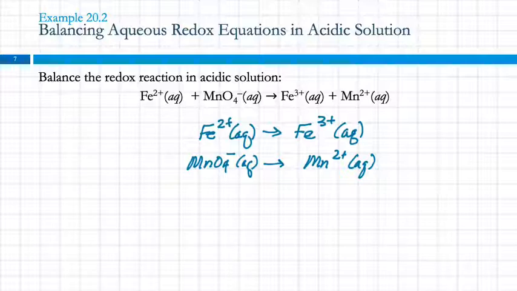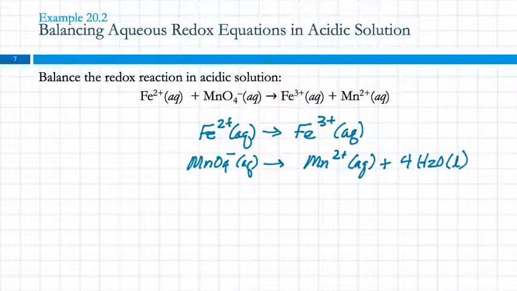Now, there isn't any hydrogen to mess around with, but I have oxygens. How do I balance the oxygen? I have to add water. There's no oxygen on this side, right? But it's an aqueous solution. There is water around. So I have 4 oxygens over here, and so I'm going to add 4 water molecules so that I get the 4 oxygens. Just because that's what the directions tell me to do.